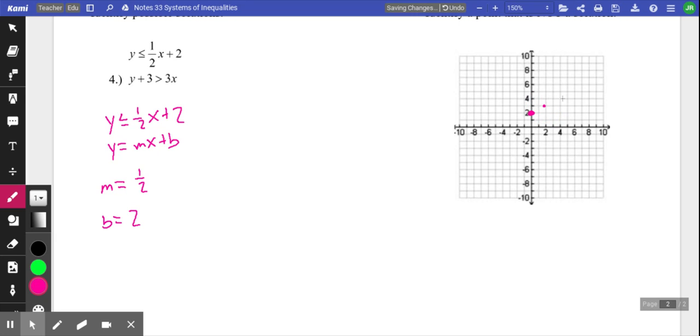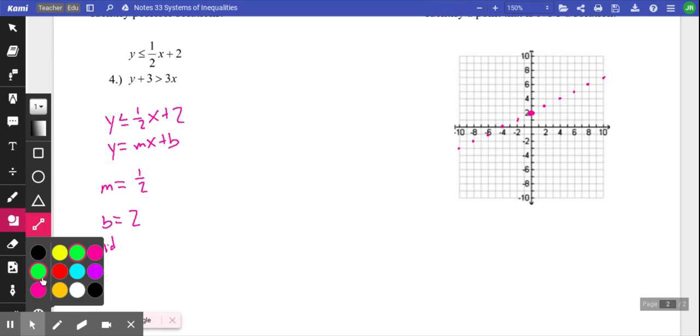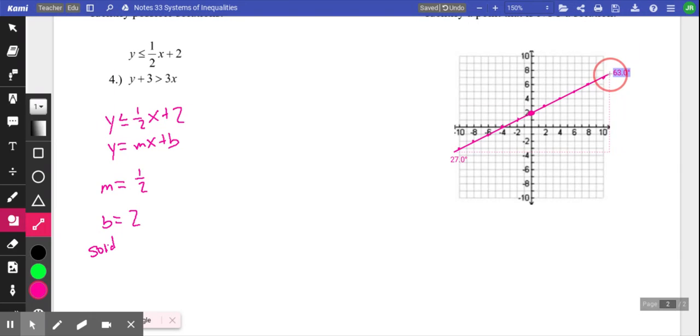Up 1, to the right 2, up 1, to the right 2, or down 1 to the left 2, down 1 to the left 2, and so on. This was an or equal to, which means that these ordered pairs that I just plotted are solutions to my first inequality, which means I need a solid boundary line. So I'm going to connect these points with a solid boundary line.